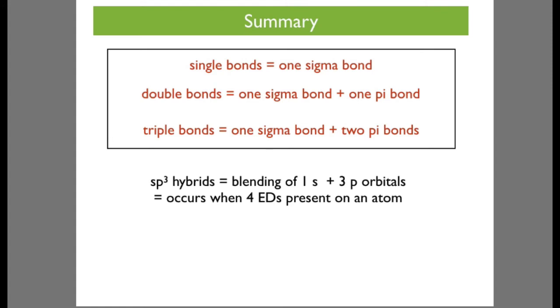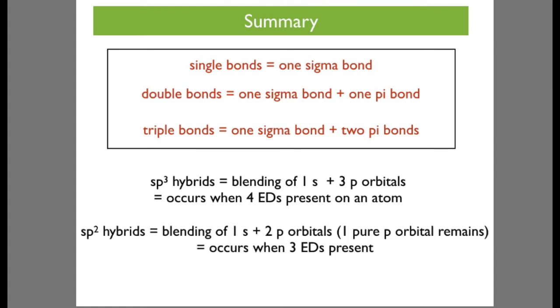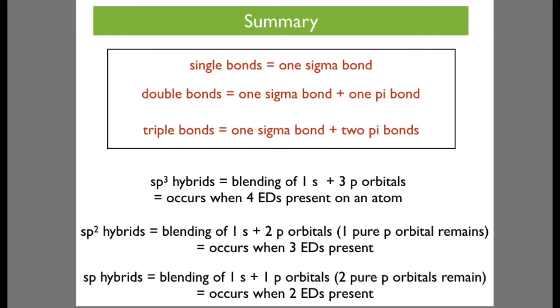sp3 hybrids are a blending of 1 s and 3 p orbitals, and they occur when you have 4 electron domains present on an atom. sp2 hybrids are a blending of 1 s and 2 p orbitals. 1 pure p orbital remains, and this occurs when you have 3 electron domains present. sp hybrids are a blending of 1 s and 1 p orbital. 2 pure p orbitals remain, and this occurs when 2 electron domains are present.